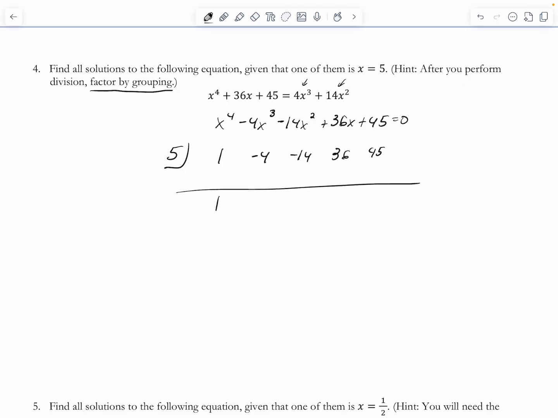All right, so let's do that. 1 times 5 is 5. Add, you get 1. Add those together, you get -9. That's going to be -45. That's going to be -9. Multiply that, and you get -45, which adds to get 0. Again, you shouldn't be surprised. It does tell you that one of the solutions is 5.